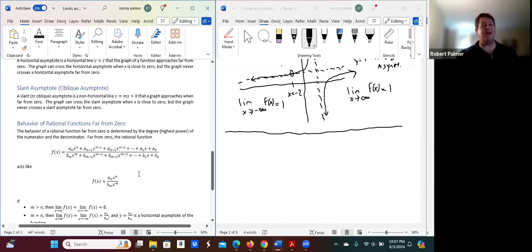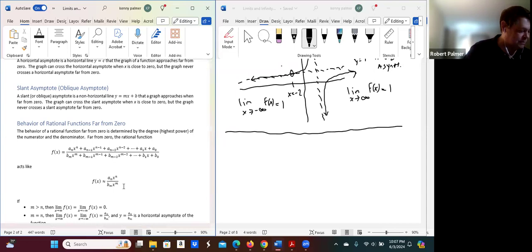Now, what we're going to say is that if you're far from zero, then this whole thing basically acts more like just this: the highest power, what's called the degree, of the polynomial in the numerator with its coefficient, over the highest power down here with its coefficient. And I want to show you something to help demonstrate that.